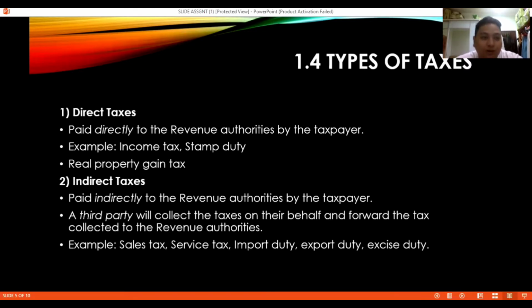Okay, 1.4 types of tax. Firstly is direct tax. Direct tax is paid directly to the revenue authorities by the taxpayer. Examples are income tax, stamp duty, and real property gain tax.